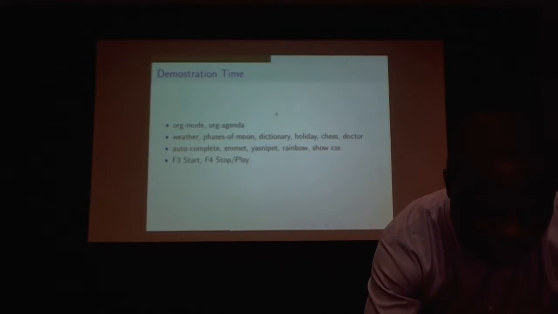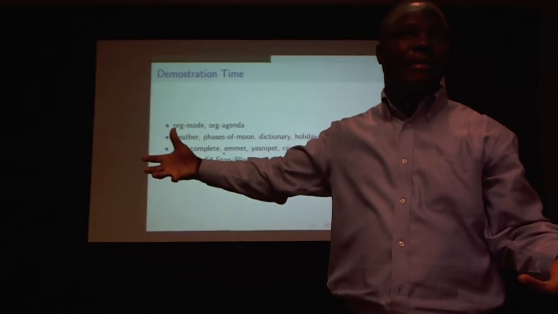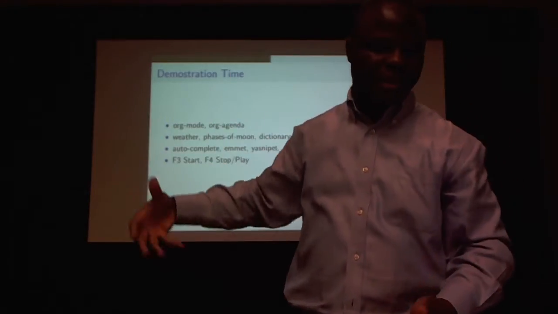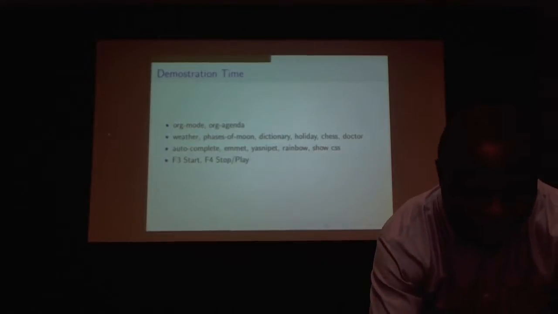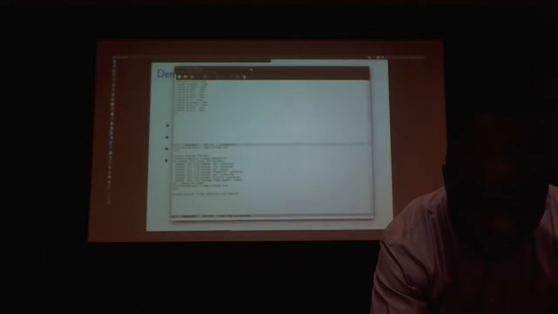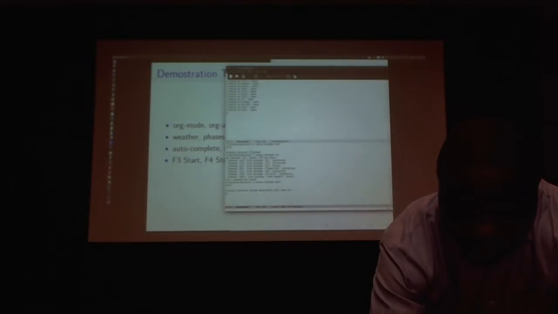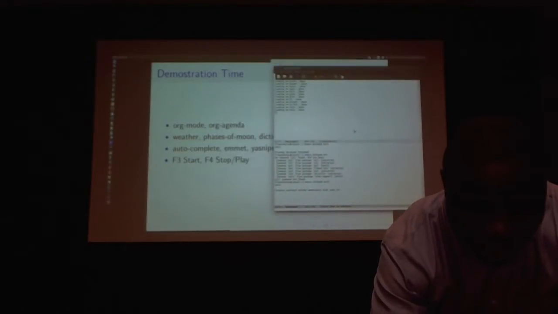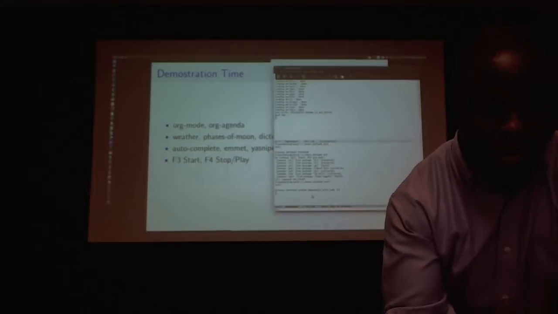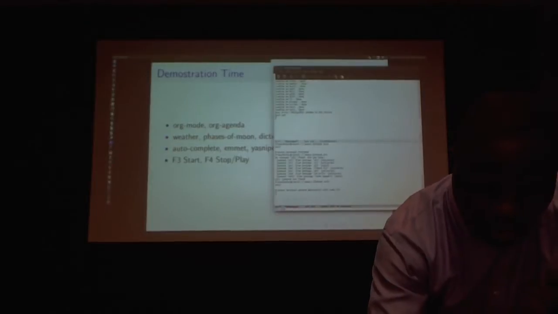One second. In Emacs, you can check what the weather is like outside, and you can use it for phases of the moon, dictionary, holidays, checks, and psychotherapy. Let's demonstrate. Let's see right here. Like I said, the primary key is what? Anyone remember the primary key? Alt X. Alt X. Thank you. Thanks. Org mode.